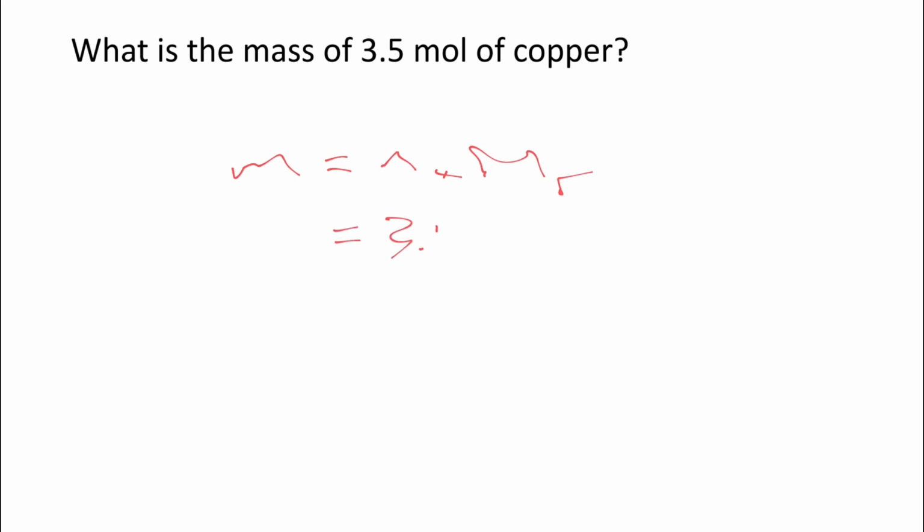Well, the number of moles is given to us here. It's 3.5. The relative mass of copper, well, that's where we go to our periodic table. And we find copper, and we find that its relative mass is 63.546. And so we can just multiply these and come out with 222.411 grams. Of course, it's a mass. We need to put our units. Let's make that decimal a bit clearer. So there we go. The mass of 3.5 mole of copper is 222.411 grams. Lovely.